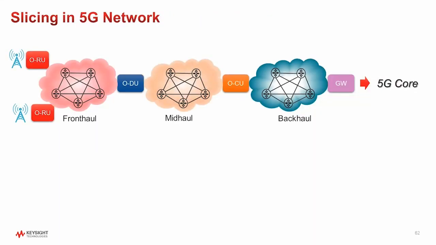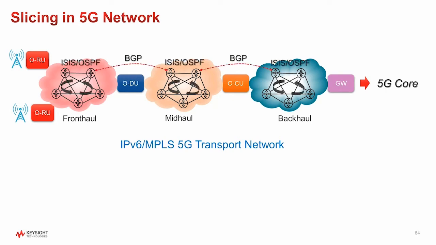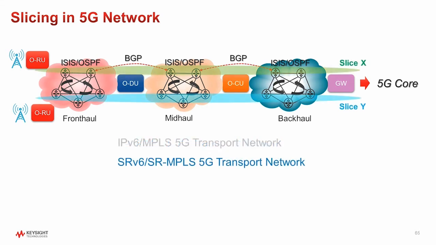The packet-based 5G transport network can either be MPLS based or IPv6 based, depending upon the network design. And routing protocols like ISIS, OSPF, and BGP, or anything else, could be used to provide network reachability within the fronthaul, midhaul, or backhaul part of the transport network. So segment routing works with all these protocols, and that's the key enabler to provide the slicing infrastructure in the 5G transport network.